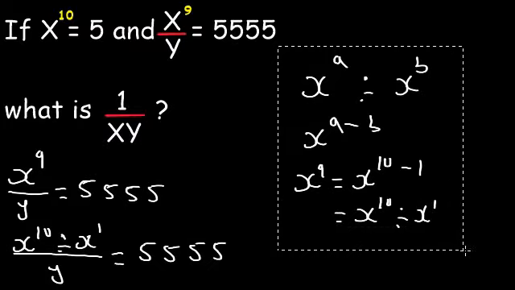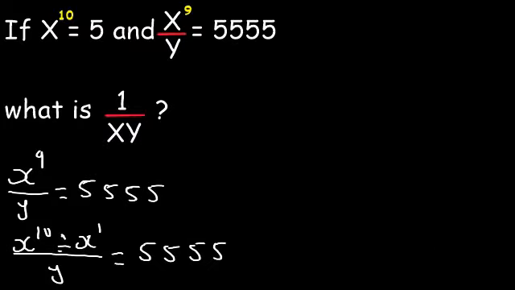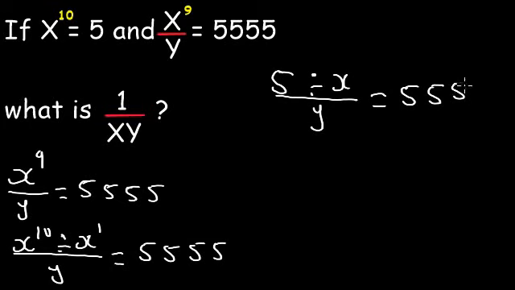Perfect. So what are we to do next at this point? What I'm going to do right now is replace x raised to the power of 10 with 5 as given. So this turns out to be 5 divided by x raised to the power of 1, which is x, then all divided by y, and that's going to be equal to 5,555. Perfect.